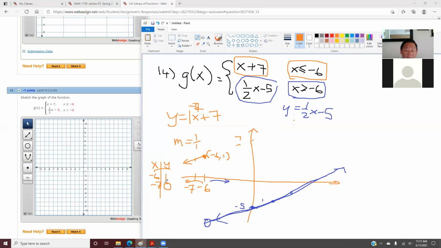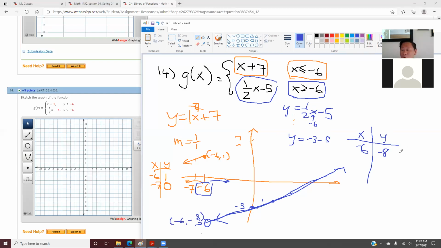You will get 0, 0. So this is for the orange line. Then for the blue line, you also use this, and this time you have to plug in -6. When you plug in -6 into your x, you will get half times -6 is -3, minus 5. So when you plug in -6 here, you get -8. So this coordinate is -6, -8.